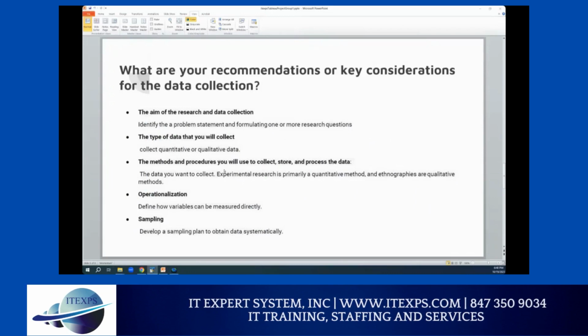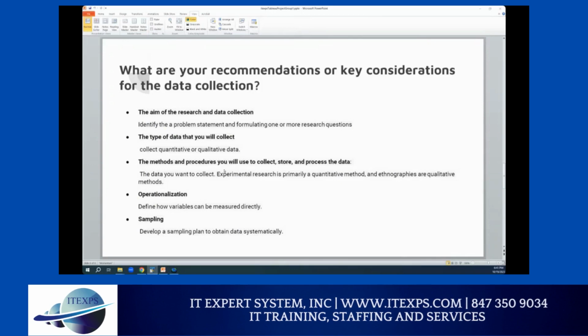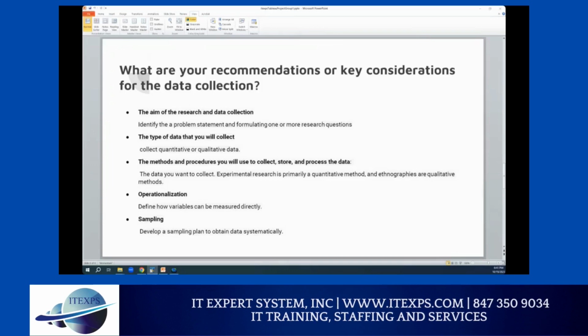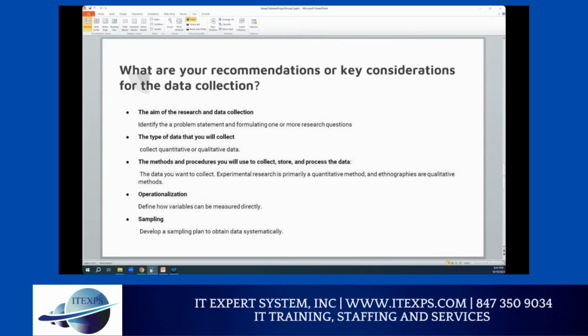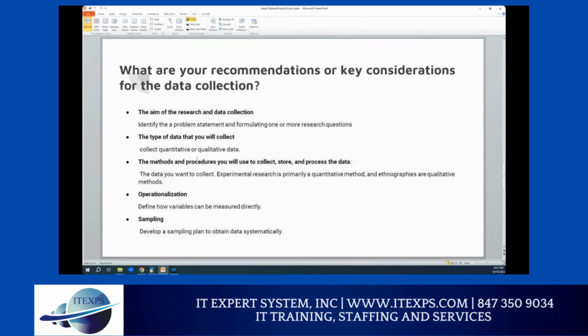What are your recommendation or key consideration for the data collection? There are several: the name of the research and data collection, the type of data that you will be collecting, the method and procedure that you will use to collect, store, and process data. Operationalization and sampling are also involved. I'm not going to go through all that since we are running out of time.